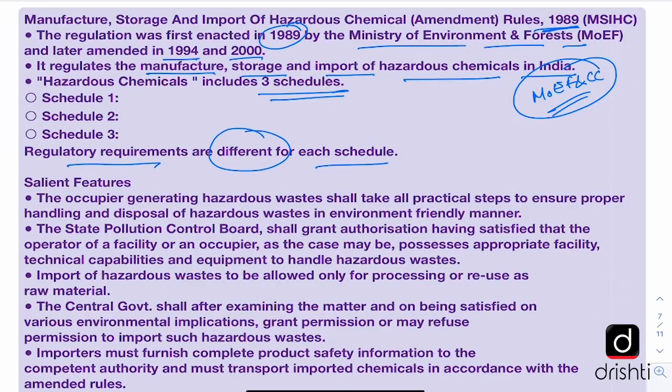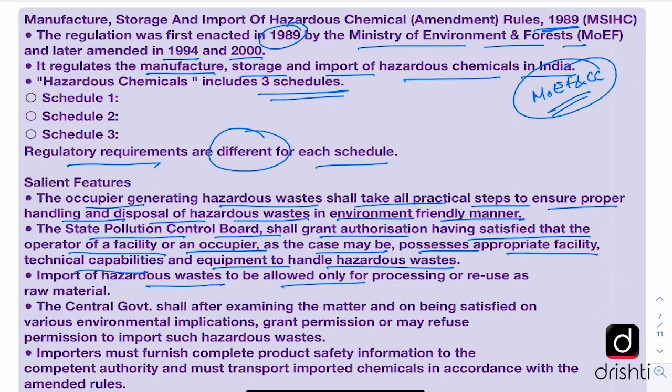So it says that the occupier generating hazardous waste shall take all practical steps to ensure proper handling and disposal of hazardous waste in an environment-friendly manner. The State Pollution Control Board shall grant authorization having satisfied that the operator of a facility or an occupier, as the case may be, possesses appropriate facility, technical capabilities and equipment to handle hazardous waste. Import of hazardous waste to be allowed only for processing or reuse as raw material.